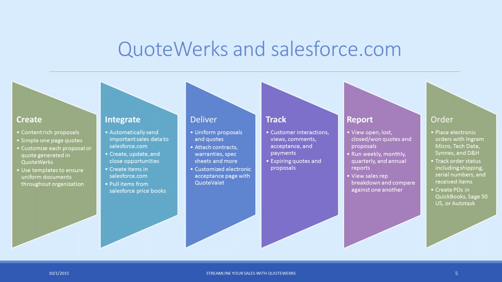So you can actually view your open, won, and lost opportunities and proposals. You can run weekly, monthly, quarterly quotes. It's a pretty powerful reporting tool in QuoteWerks if you look at utilizing that. And then again, for anyone from our IT space, if you're looking at working with Ingram Micro, Tech Data, Synnex, and D&H, we do have the ability to place electronic orders directly from QuoteWerks into those distributors.